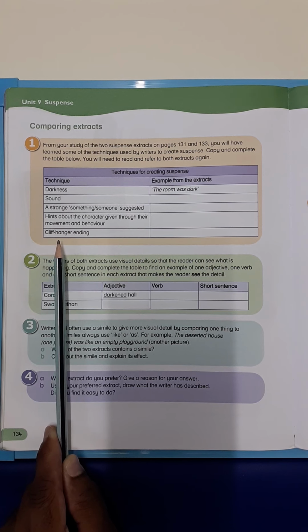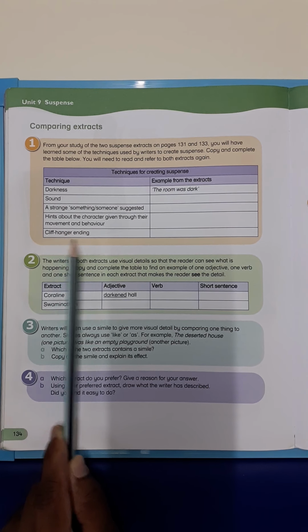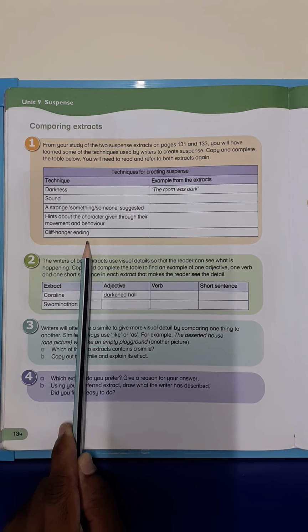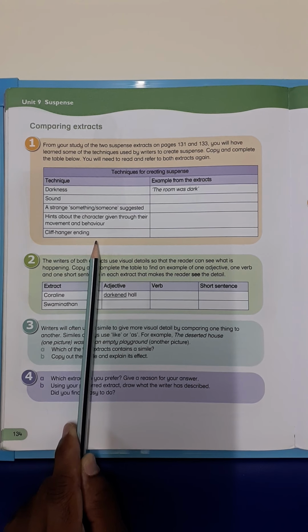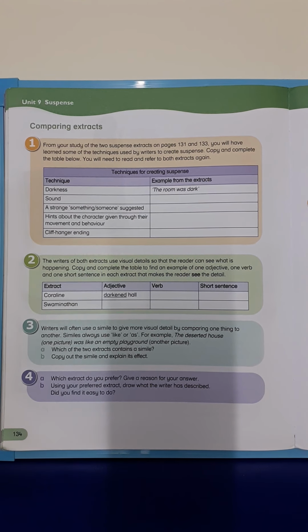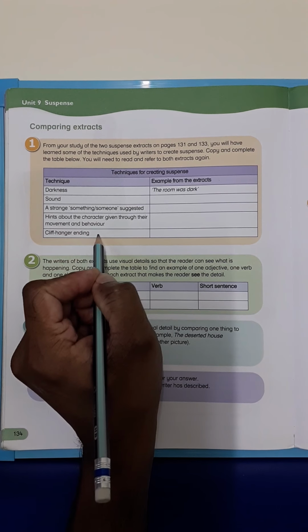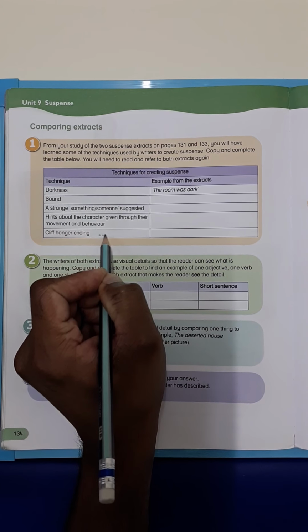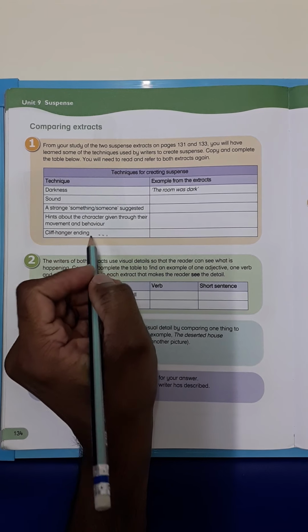And finally, there are cliffhanger endings. If you look at both texts, the last sentences in both texts end with an ellipsis. Ellipsis refers to the three dots. We looked at it in a previous lesson.